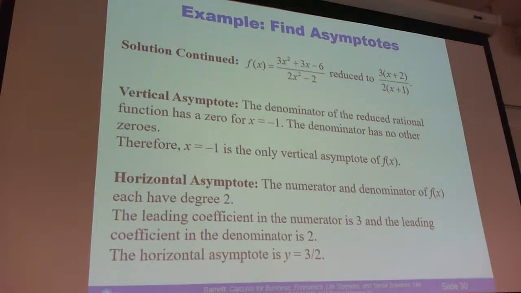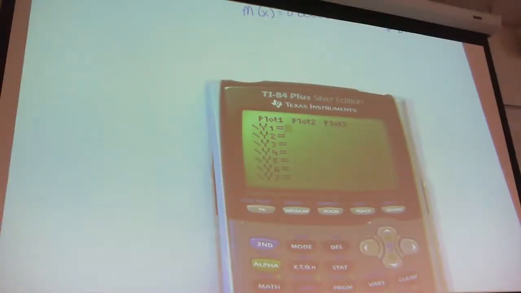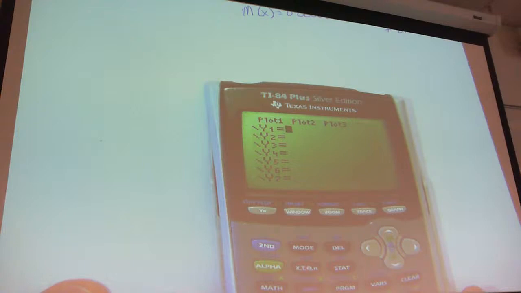Okay? So let's go to our calculator. And let's see what this thing looks like. So I'm going to go to my calculator. I'm going to go to y equals. I'm going to get rid of that old equation. I'm going to turn off the plot by going up to it and hitting enter. Be careful when you graph rational, put them in parentheses. So parenthesis 3x squared plus 3x minus 6 in parentheses divided by parenthesis 2x squared minus 2 close parenthesis.